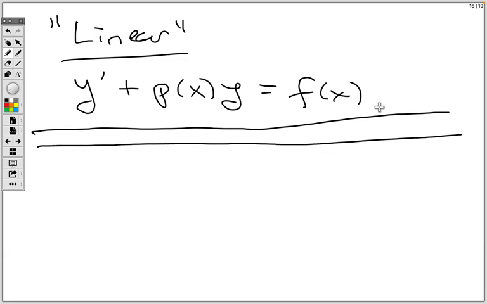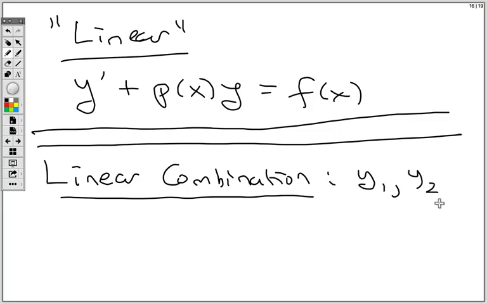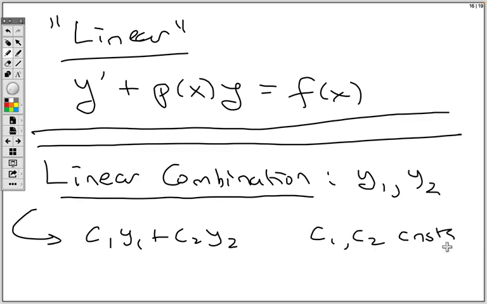So we have to go in and talk about something called a linear combination, which we're going to be talking about anyway later on. We're going to look at a linear combination of two functions, let's say y1 and y2. A linear combination of two functions is something that looks like c1y1 plus c2y2, where c1 and c2 are constants. This is what's called a linear combination.